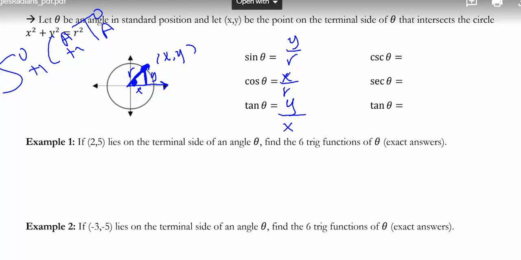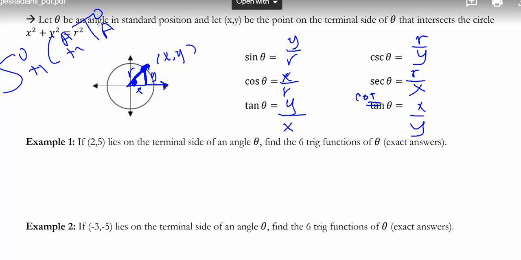So now if I flip all of these, cosecant is the reciprocal, so r over y. Secant is r over x. And this is supposed to be cotangent, it's a typo. Cotangent is x over y. Okay?